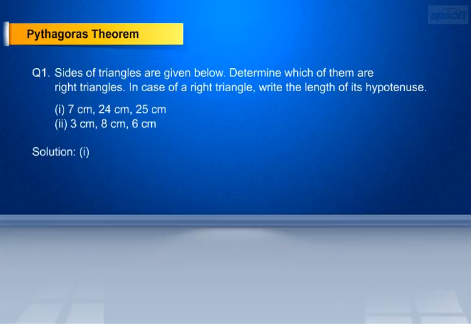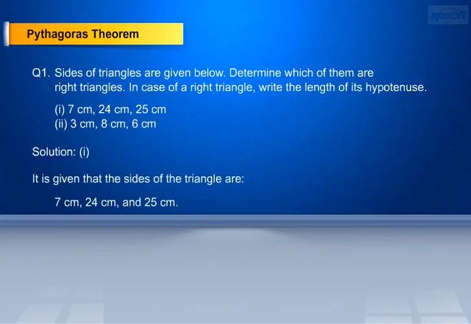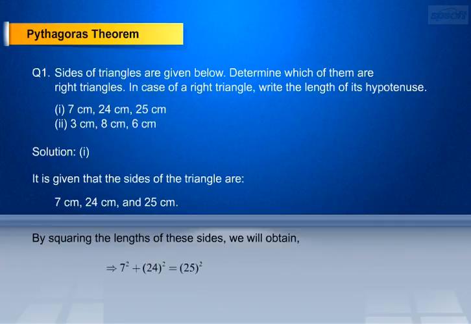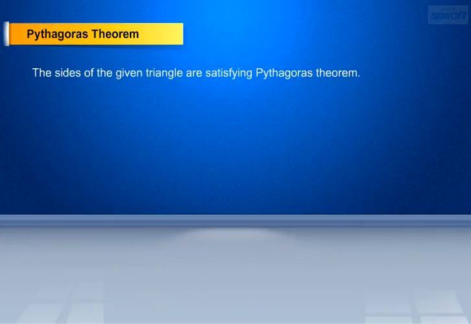Solution for the first one. It is given that the sides of the triangle are 7 centimeters, 24 centimeters, and 25 centimeters. By squaring the lengths of these sides, we get 7 square plus 24 whole square equal to 25 whole square. This implies that 49 plus 576 equals 625. The sides of the given triangle are satisfying Pythagoras theorem. Therefore, it is a right triangle.